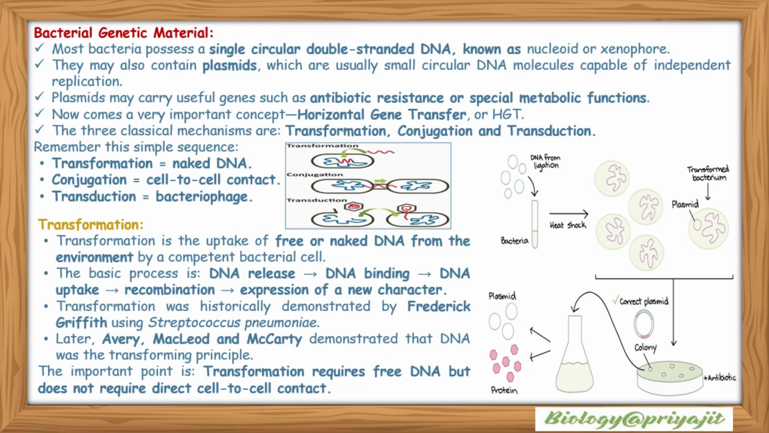So transformation is the uptake of free or naked DNA from the environment by a competent bacterial cell. The basic process is DNA release, then it binds to the cell, DNA is taken up by the other cell, recombination and expression of a new character. Transformation was historically demonstrated by Frederick Griffith using Streptococcus pneumoniae. Later, Avery, MacLeod and McCarty demonstrated that DNA was the transforming principle. The important point is that transformation requires free DNA, but it does not require direct cell to cell contact.